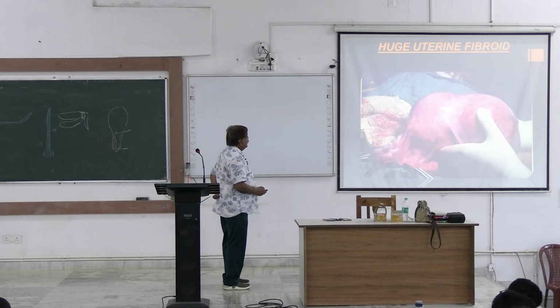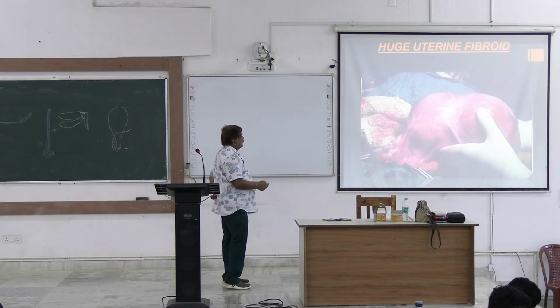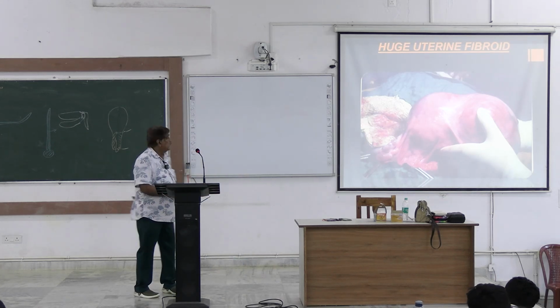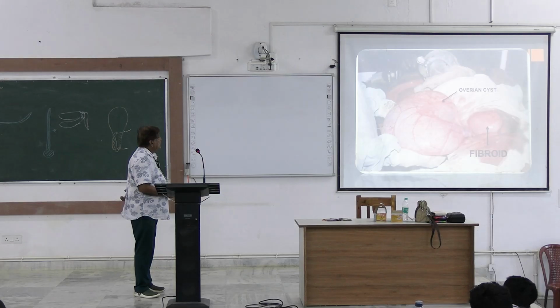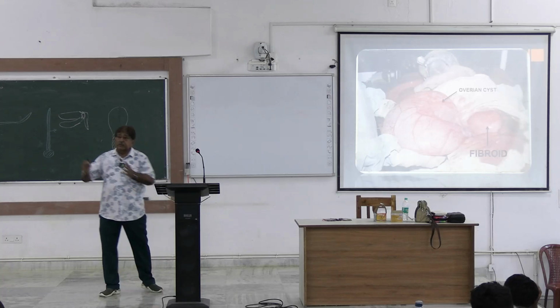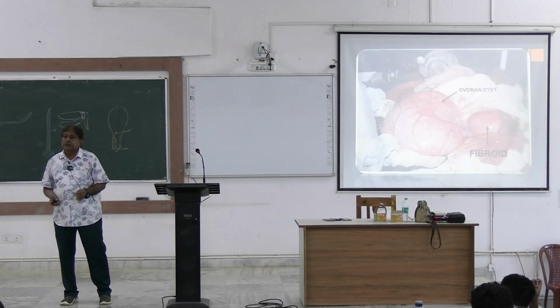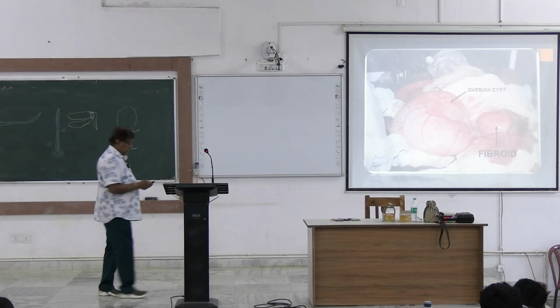Now, huge uterine fibroids. I had operated on it. Now, huge ovarian cyst. This is the fibroid. Ovarian cyst plus fibroid. Removed both.